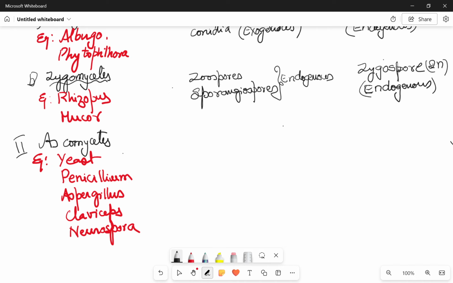And what are the asexual spores of Ascomycetes? Here, conidiospores, which are produced on the conidiophores. Conidia are conidiospores. These are haploid. Asexual spores are all haploid only, because the fungal plant body is a gametophyte. Conidiospores are exogenous in origin.